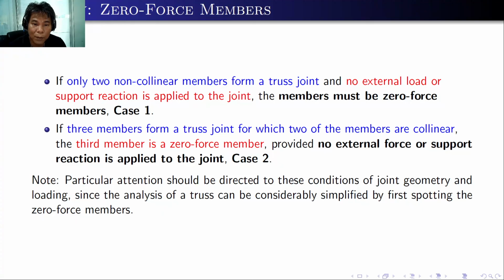If only two noncollinear members form a truss joint and no external load or support reaction is applied to the joint, then the members must be zero force members. That is case 1. If three members form a truss joint for which two of the members are collinear, remember, two of the members are collinear, the third member is a zero force member, provided no external force or support reaction is applied to the joint. This is case 2. So particular attention should be directed to these conditions of joint geometry and loading, since the analysis of a truss can be considerably simplified by first spotting the zero force members.